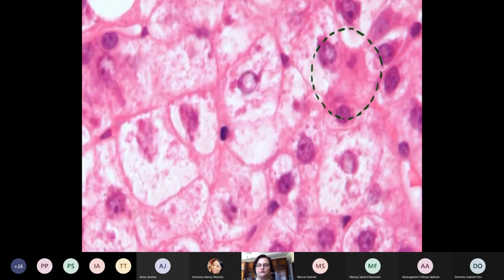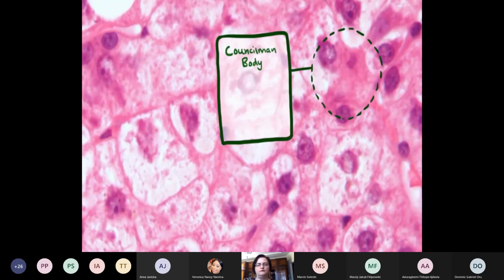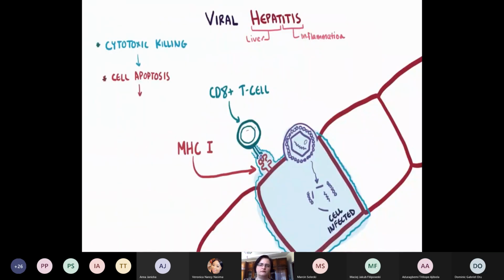Hepatocytes undergoing apoptosis are sometimes referred to as Councilman bodies, shown on histology here. And this typically takes place in the portal tracts and the lobules of the liver. This cytotoxic killing of the hepatocytes is the main mechanism behind inflammation of the liver, and eventually liver damage in viral hepatitis.